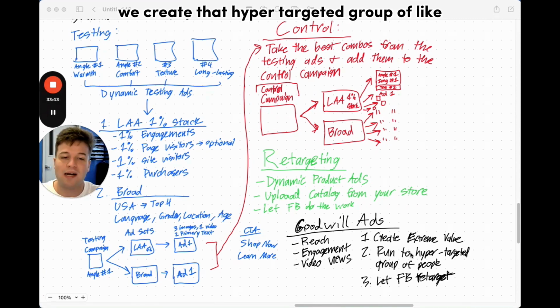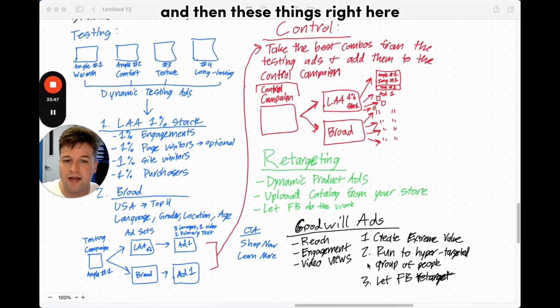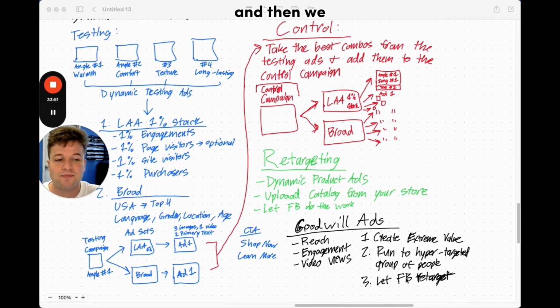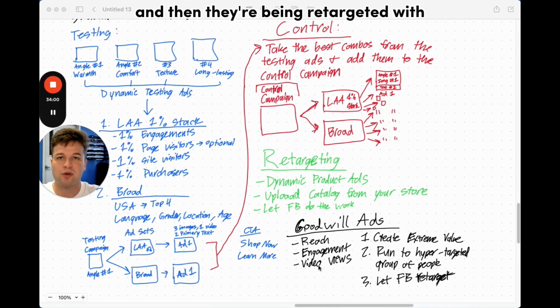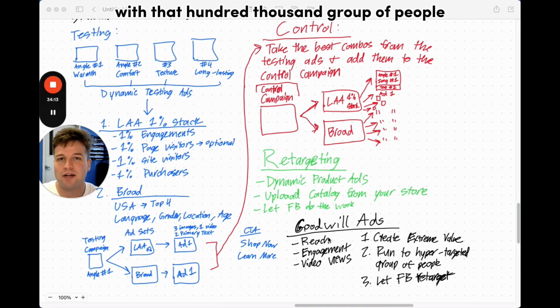And so then we create that hyper targeted group of like 100,000 people using detailed interest groups, and then these things right here, these segmenters as well. And then we essentially just own that audience. And we have 2 ads in the reach, so that's just reaching everybody and saturating that market. And then they're being retargeted with video views ads automatically by Facebook. And then they're being retargeted with these engagement ads automatically by Facebook. And they're just seeing your stuff all over the place. And that builds the goodwill that you have with that 100,000 group of people.